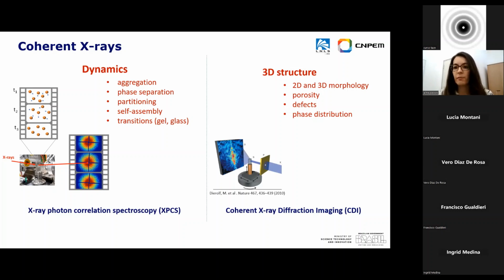And to reveal the structure of materials, the 3D structure, we can use coherent X-ray diffraction imaging, CDI, that allows us to have information about 2D and 3D morphology, the porosity, defects, and the different phases of the material. And it's really nice because we have the information about the surface and also about the volume of the material. So we can have a lot of information that I will show you later in the second part of this class, and also give some different examples to make it clear. And I hope that at the end of this class, I can convince you to use XPCS or CDI in your project. I hope that these techniques can help you to answer some important questions in your research.